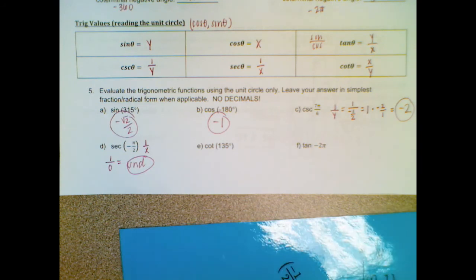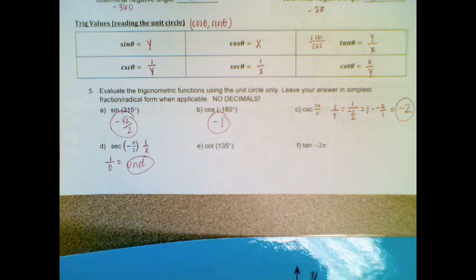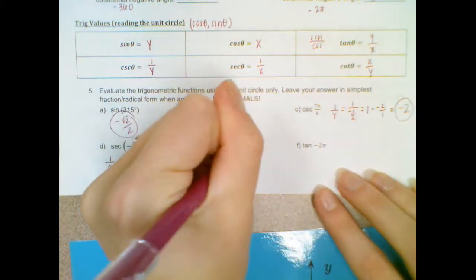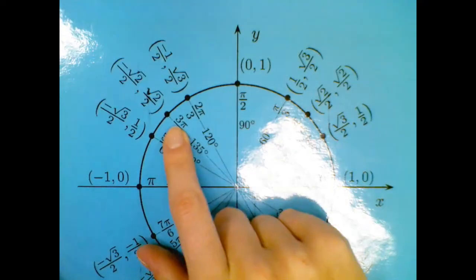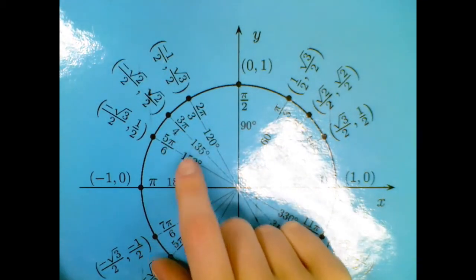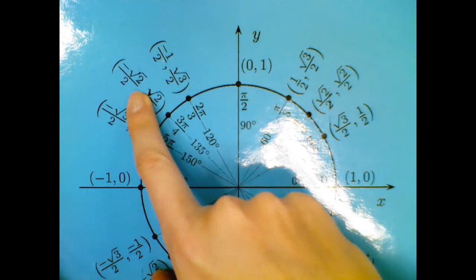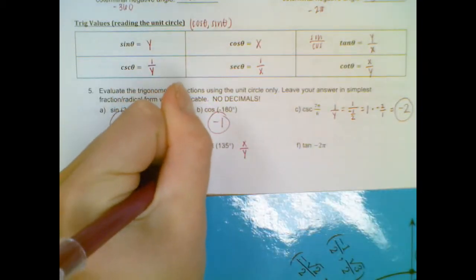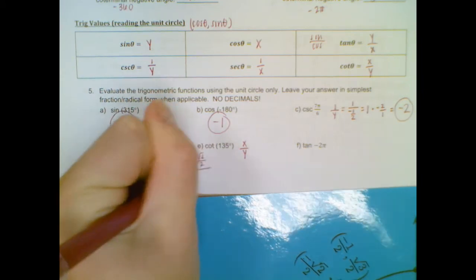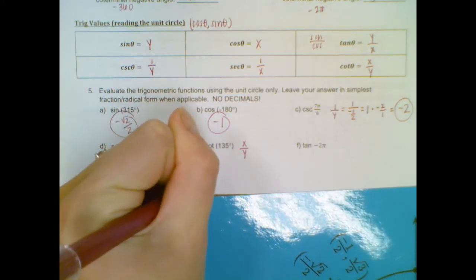Alrighty, letter E, cotangent of 135. Well, cotangent is x over y. So where's 135 at? 135 degrees. All right, x divided by y. So I have negative square root of 2 over 2 divided by the square root of 2 over 2.